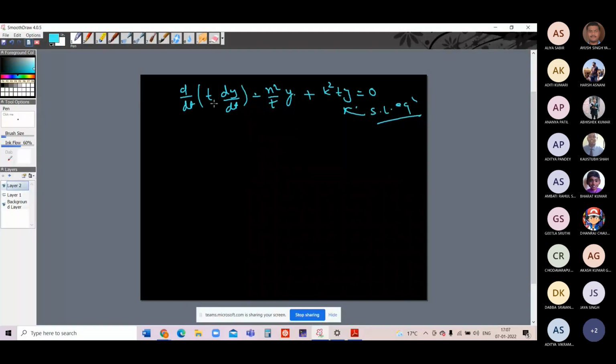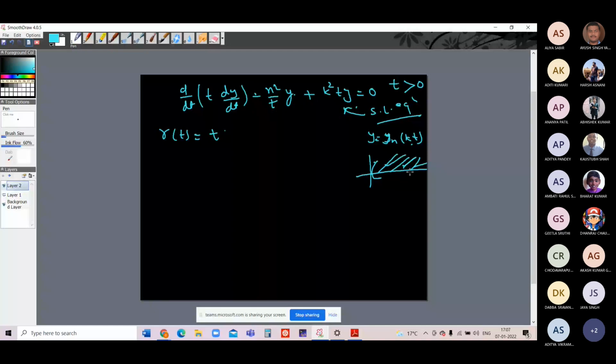Here r(t) is t. The solution of this differential equation is y is Jn(kt). The domain for this equation is t greater than 0. It means that t is greater than 0. This will be the domain.